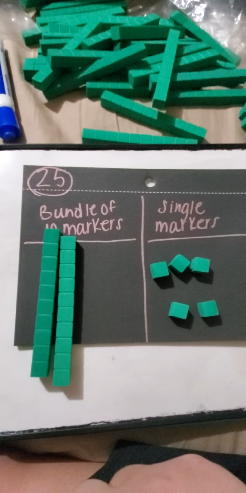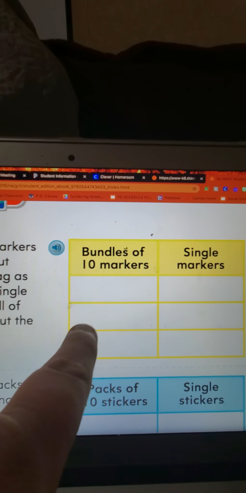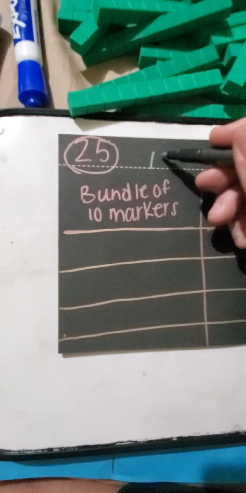So let's put that in our chart. On here, they have bundles of 10 and single markers. And bundles of 10 is pretty much just like the tens place. And the single markers is just like the ones place. So I put that as well on here. Single markers, again, is kind of like the ones place, so you can just put a 1 if that makes more sense to you. And this is maybe the tens place. Remember, this is bundles of 10. So it's like a tens place, like place value, right?